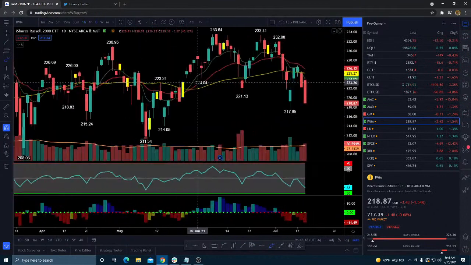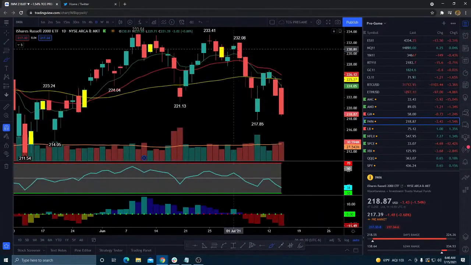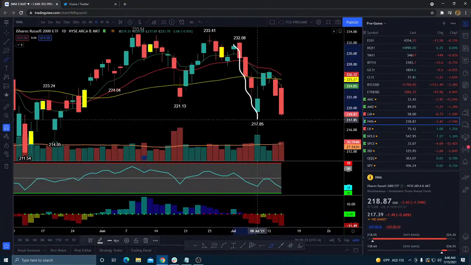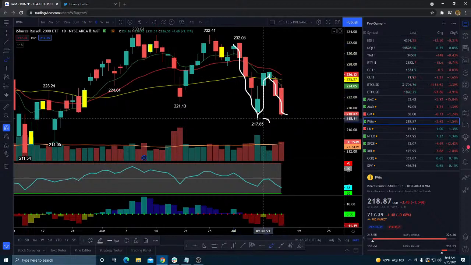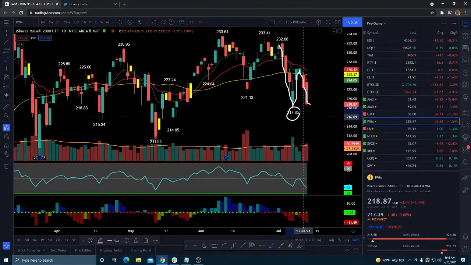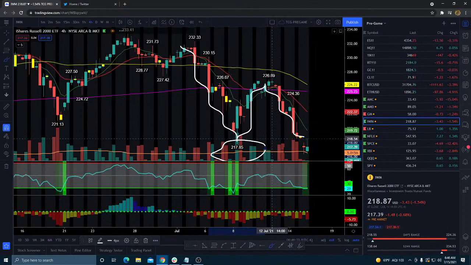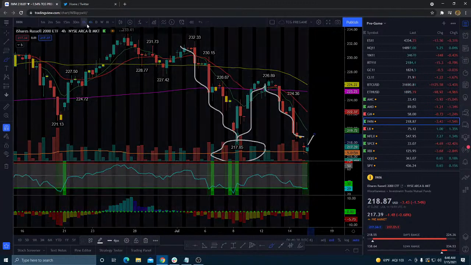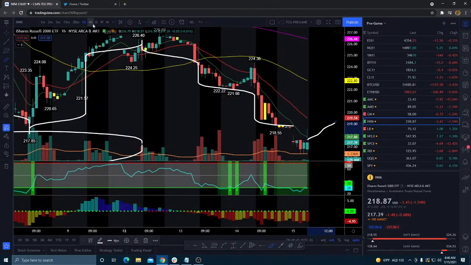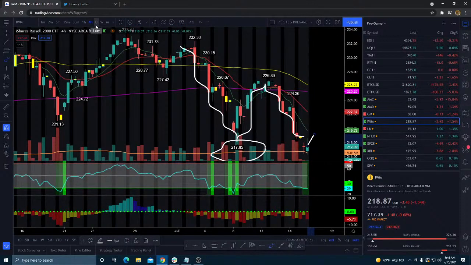So with IWM, we came up and we talked about this. We've been talking about this all week. We came up, bumped our head into the EMAs, rejected, and now we're pulling back. We broke this support in pre-market. So our 4-hour is pretty beat up. I'm looking for just a bounce back to the 4-hour EMA. That's all I'm looking for, the 4-hour EMA. So let's say the 219.50 area. I would love a bounce back into that.